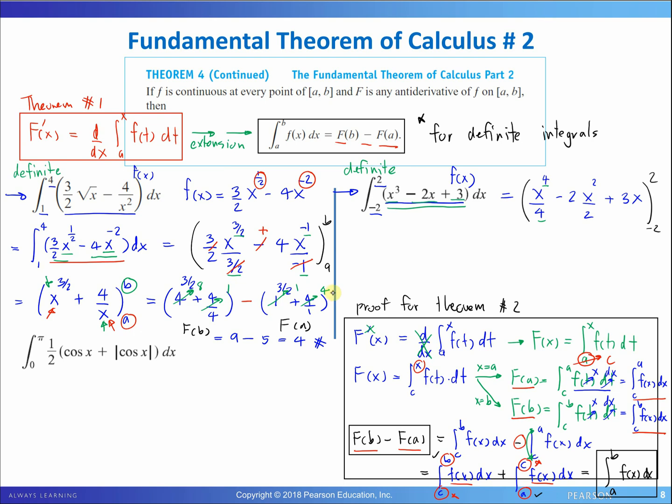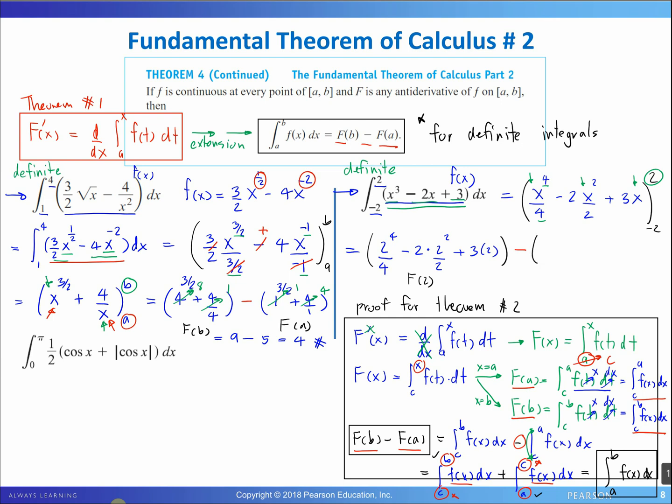And this is going to be equal to, and now this 2, the end point goes in, right here, and right here. So we have 2 to the power of 4 divided by 4 minus 2 times 2 squared divided by 2 plus 3 times 2. And this is the antiderivative evaluated at the end point, which is 2. So this one, big F at 2. Minus, and now the antiderivative evaluated at the starting point.